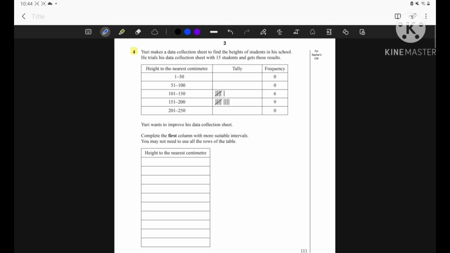Yuri makes a data collection sheet to find the height of students in his school. He trials his data collection sheet with 15 students and gets these results. Yuri wants to improve his data collection sheet. Observing the sheet, we can see that the range from 1 to 100 and the range from 200 to 250 are of no use, so we can dispose of them.